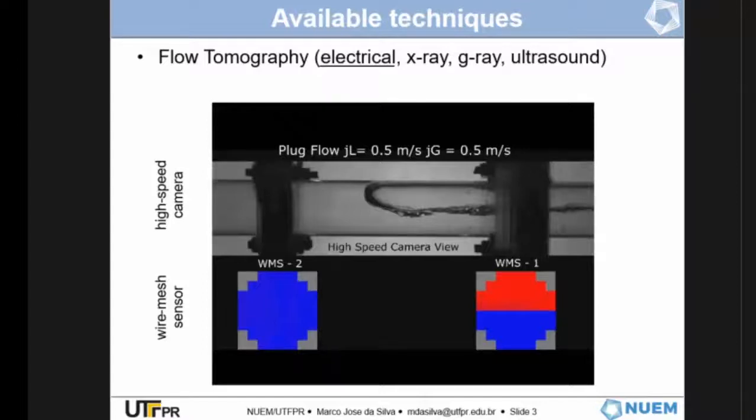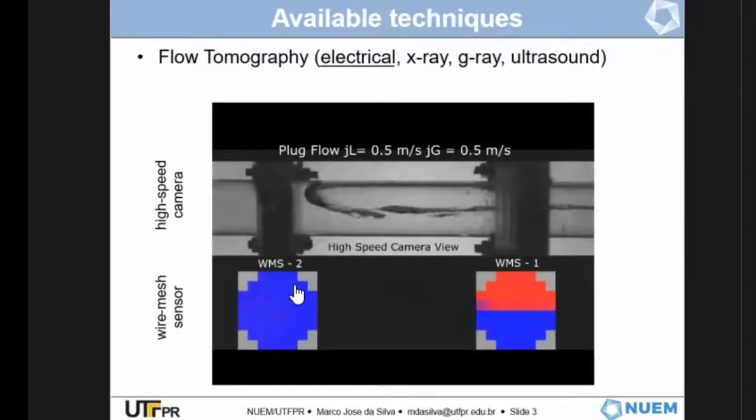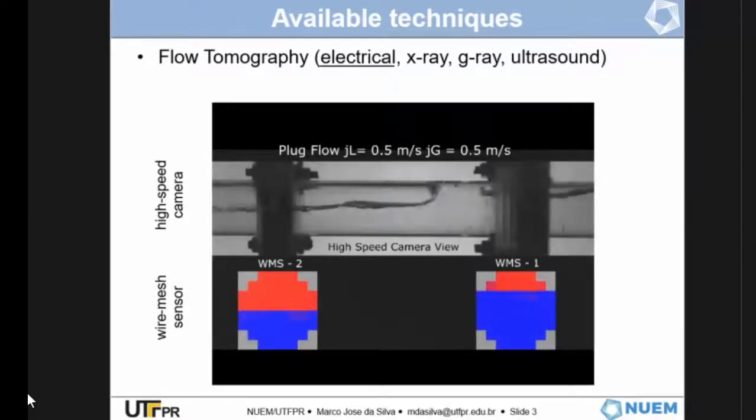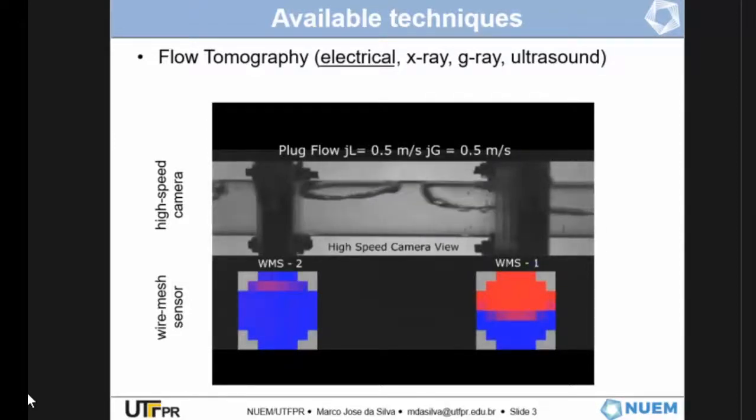Sensors have been around quite a lot. How can I make the movies moving? That's good. So flow tomography has been around for a while. What we're seeing here is, of course, a high-speed camera measurement. This is a very, let's say, well-behaved flow. And what you see here, there are two sensors.